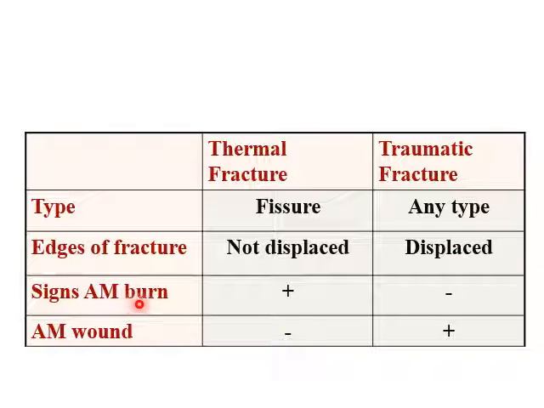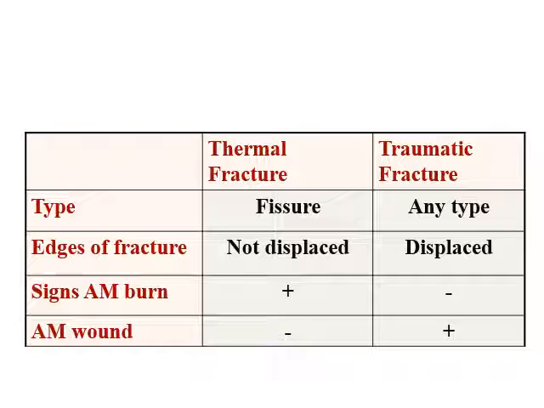Are there signs of antemortem burn? Yes, there may be signs of antemortem burn, like erythema, like blisters, like the increased level of carboxyhemoglobin. But in traumatic fracture, if he is hit on his head and he is dead, and he is burned after he is dead, there are of course no signs of antemortem burn. But if he is hit over his head and there is a fracture, then he is still alive and he is burned, so of course you can find signs of antemortem burn here. So that is not a sharp differentiation.